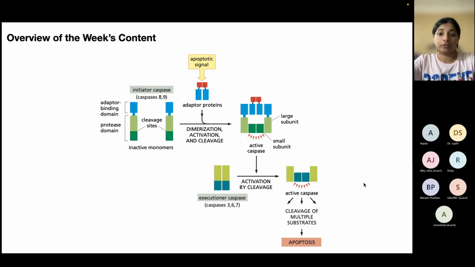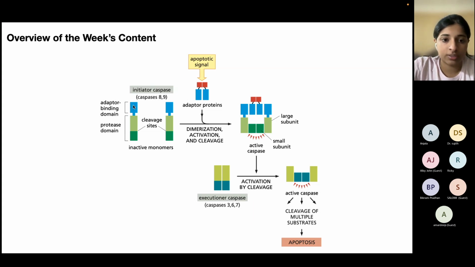So let's talk a little bit more about apoptosis and how it is actually regulated in these cells. The protein family that controls apoptosis is the caspases. There are two types of caspases: initiator caspases and executioner caspases. Within these two families, there are a large number of caspases based on where they act and what functions they perform.